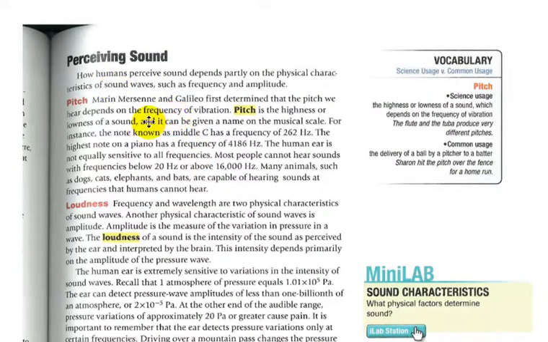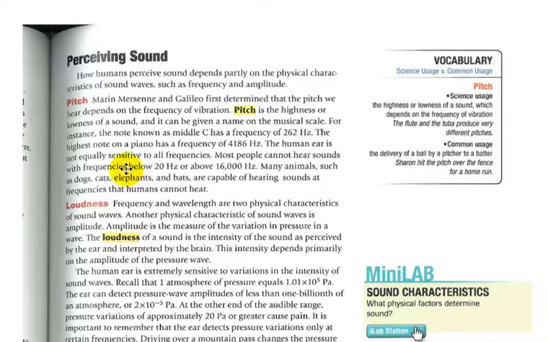Okay. Perceiving sound. How humans perceive sound depends partly on the physical characteristics of the sound wave, such as frequency and amplitude. So if we look at pitch, pitch is the highness or lowness of sound. It can be given the name on the musical scale. For instance, the note of middle C has a frequency of 262 hertz. The highest note on a piano has a frequency of 4,186 hertz.